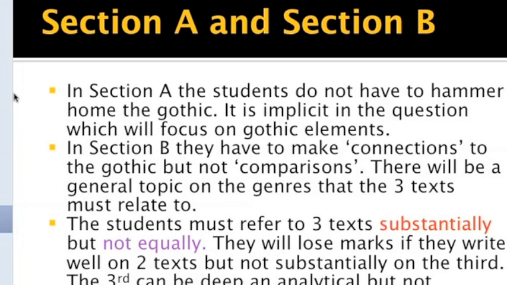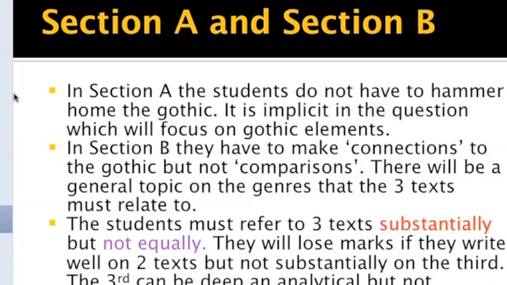There'll be a general topic on the genres that the 3 texts must relate to. The best approach is to write an introduction and then 3 mini essays again. One thing to consider, though, is that the 3 texts must be written about substantially. Now, this doesn't necessarily mean equally, and here we have language again that if you've got a good vocabulary, you'll understand the differences between them. To write substantially, you've got to write in depth, you've got to analyse well. It doesn't necessarily mean you're writing pages and pages, okay?